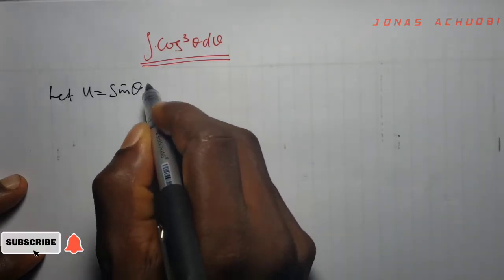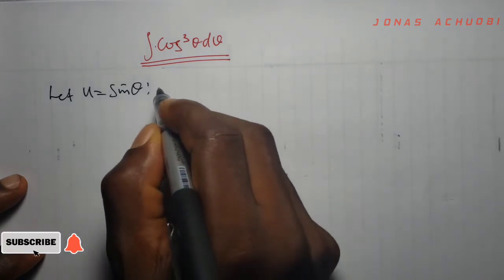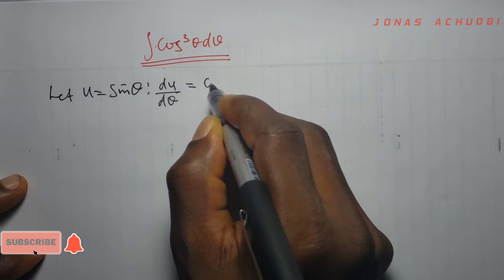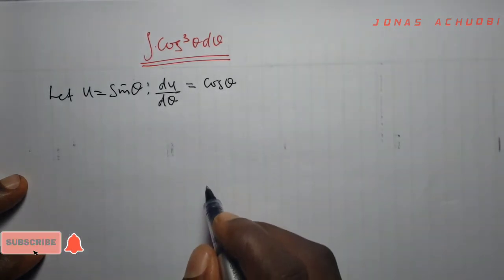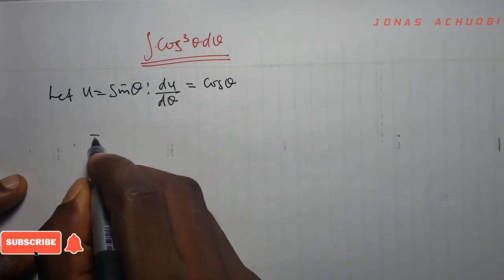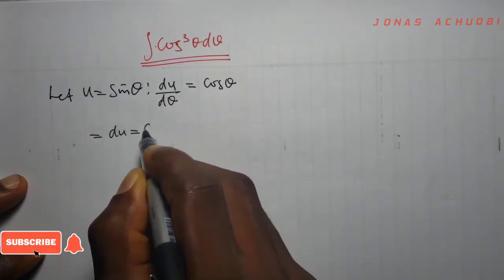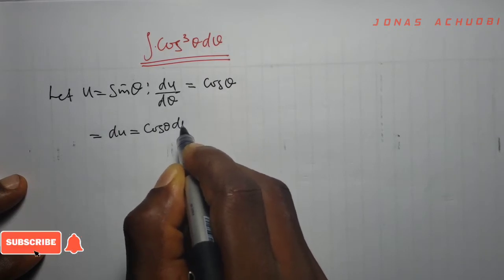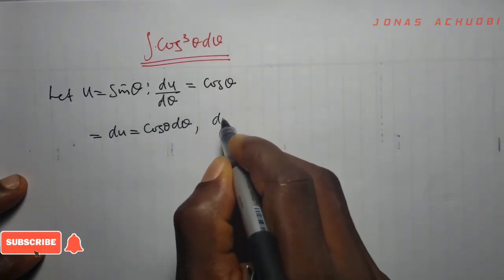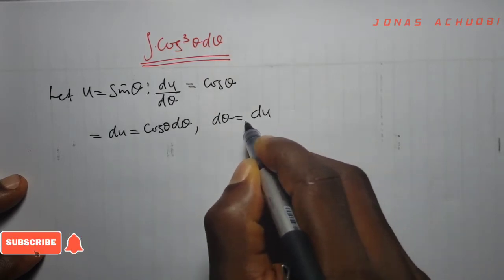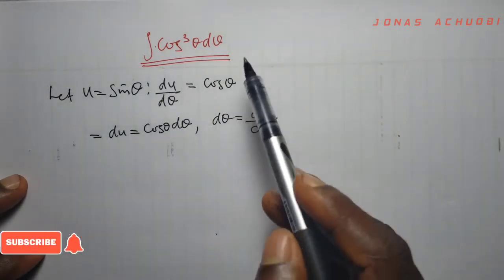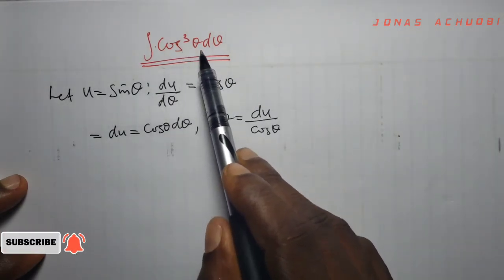So the integral of cos cubed theta d theta, the first step is we said let u be equal to sin theta. We now differentiate u with respect to theta. So du over d theta is equal to cos theta. We now make d theta the subject of this equation. So this means that du is equal to cos theta d theta, so that if we make d theta the subject, we have that d theta is equal to du over cos theta.